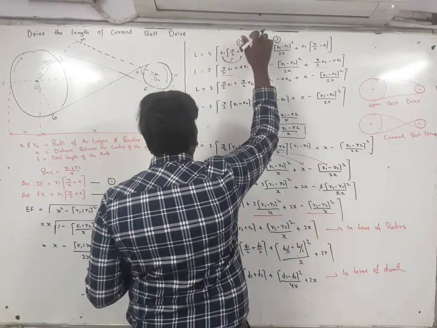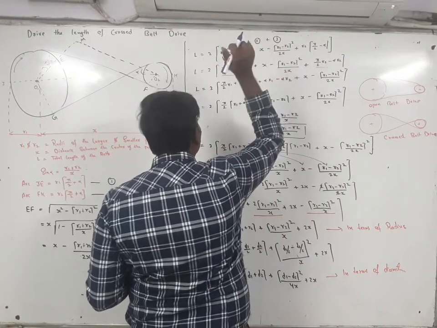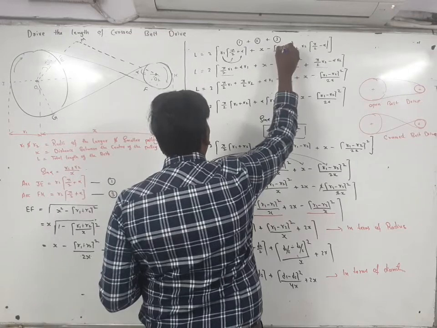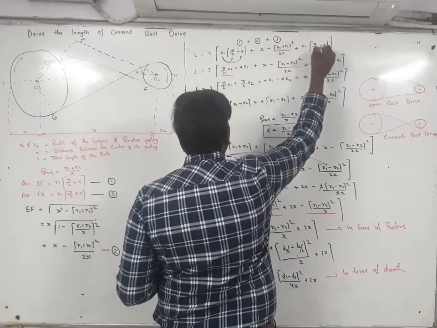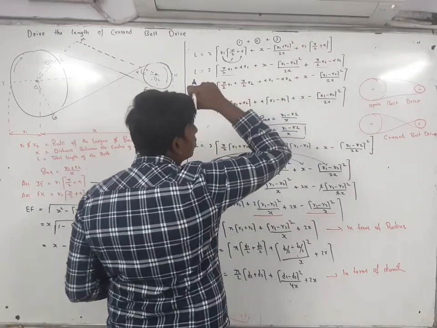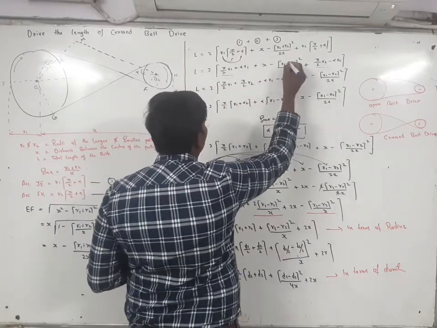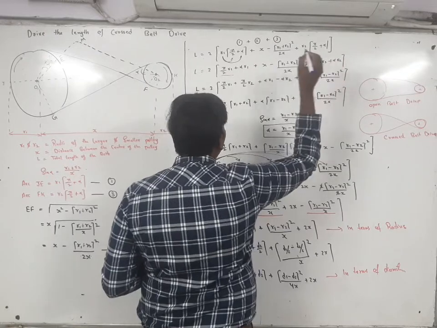So equation 1 plus equation 2 plus equation 3. I wrote here equation 1, this one is my equation 2, plus, and this one is my equation 3, plus. Okay, now you have to change the sign in the cross belt drive. You have to change the sign. So here I wrote the plus and here also I wrote the plus.